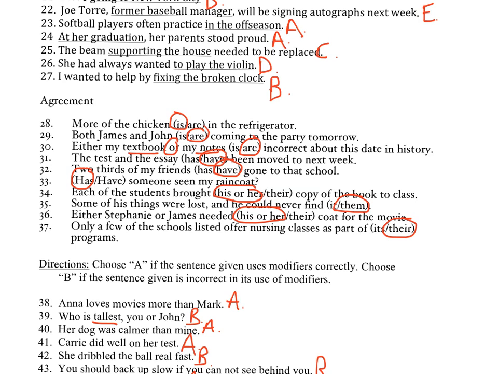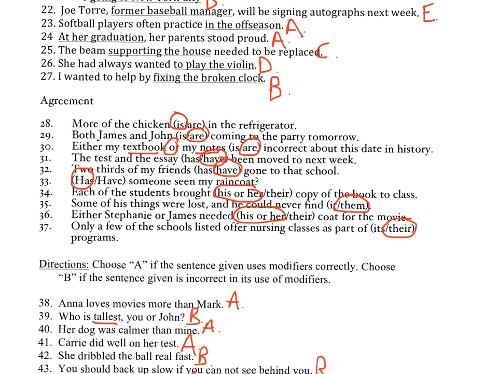Some of his things were lost, and he could never find them. The antecedent here is some. And again, some could be singular or plural. It refers to things. Things is plural, so we say them.